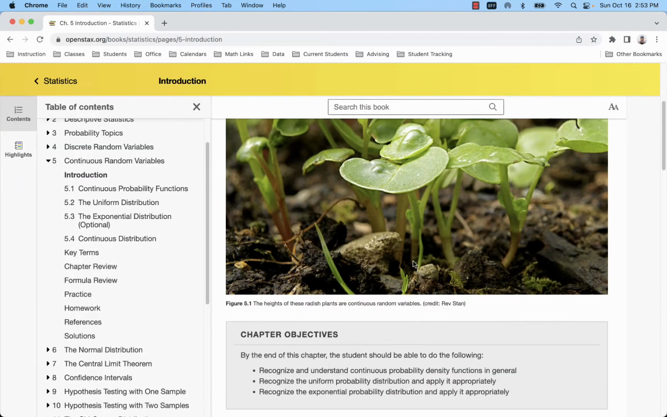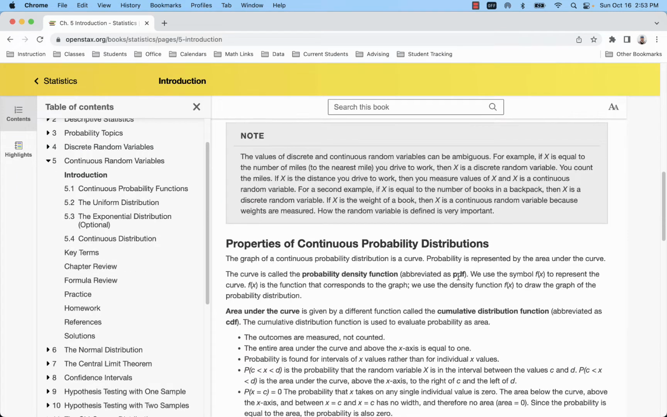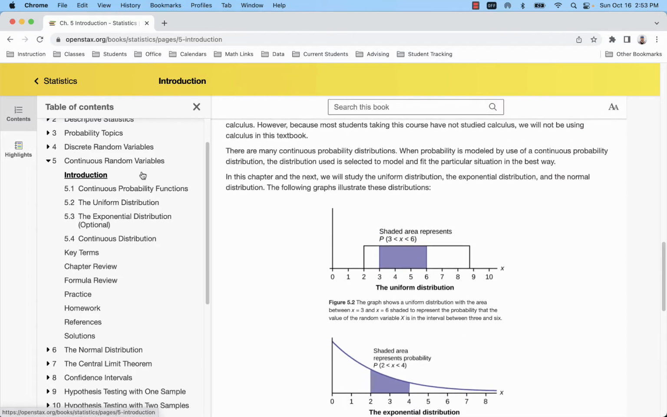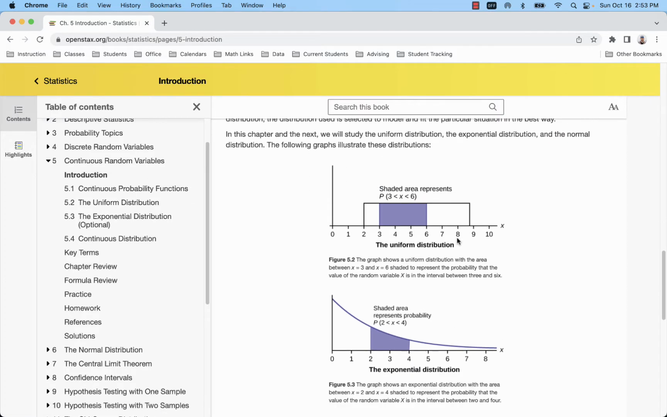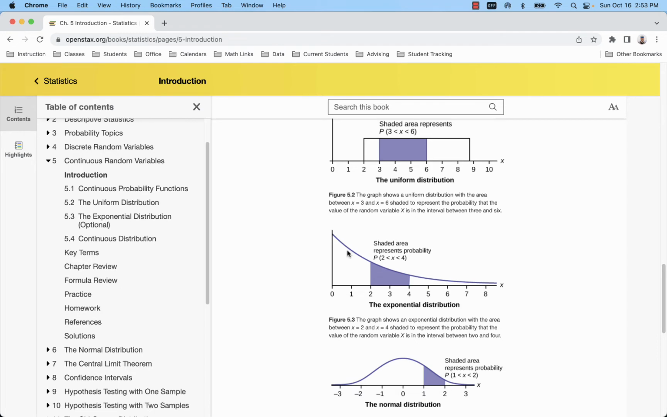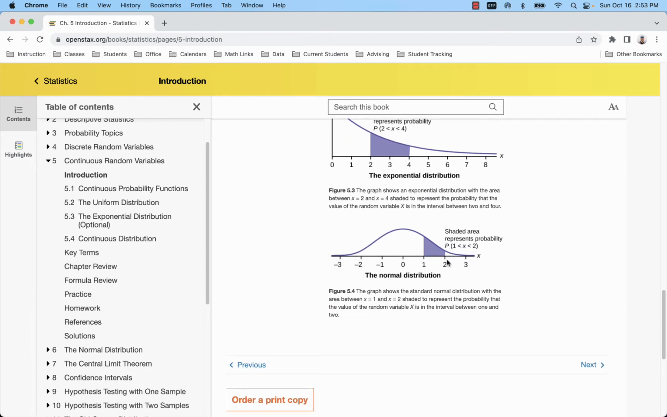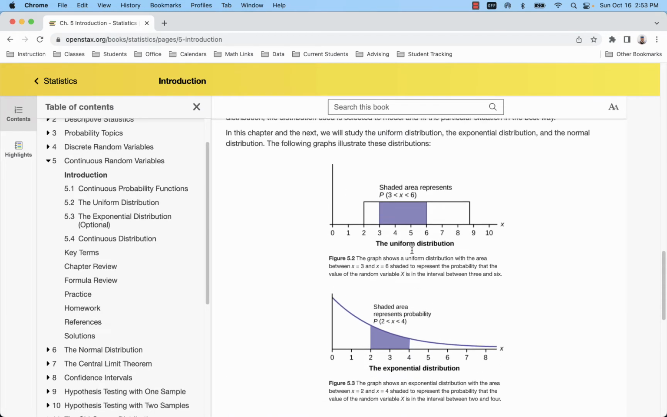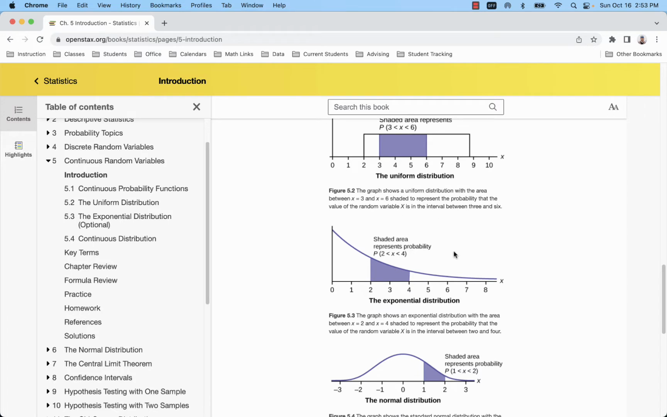Continuous random variables can take on a lot of different forms. We see in the textbook for Chapter 5 in the introduction, you can have a uniform distribution, exponential, a normal or Gaussian distribution. There are other options too. I've seen some like triangles and different geometric shapes.